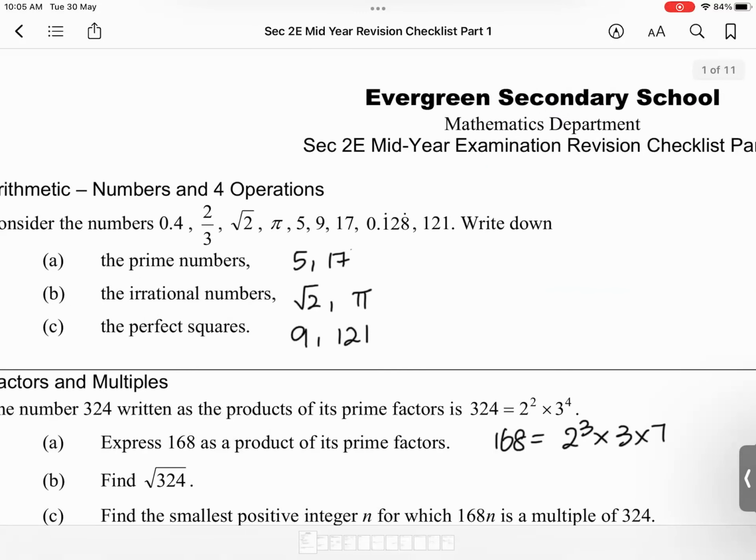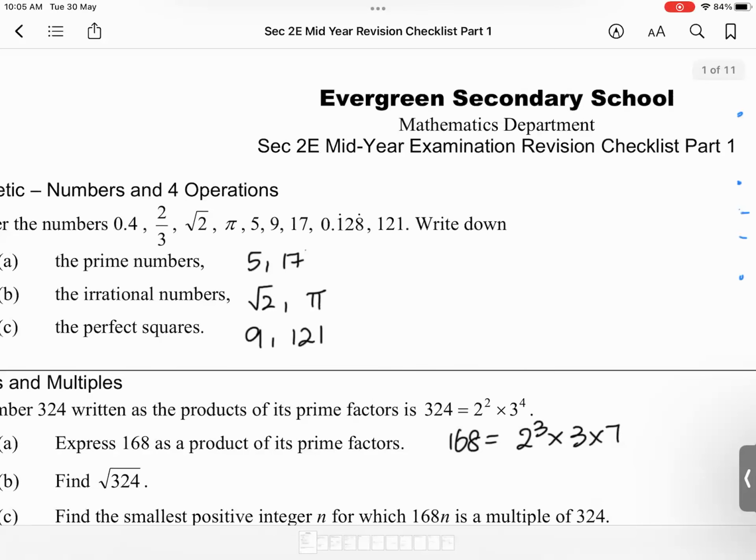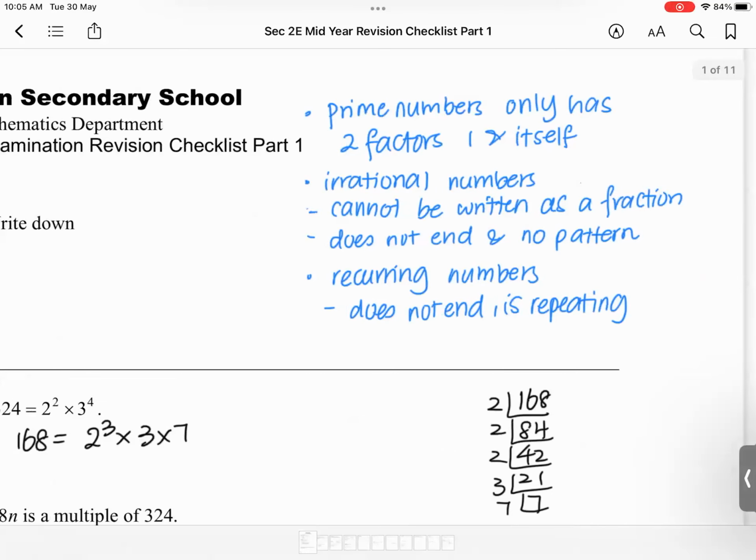Okay, so those of you who have done your work, please mark your work along the way. Just put a tick with your answers, okay? Next one, what are irrational numbers? Irrational numbers are numbers that cannot be written as a fraction.